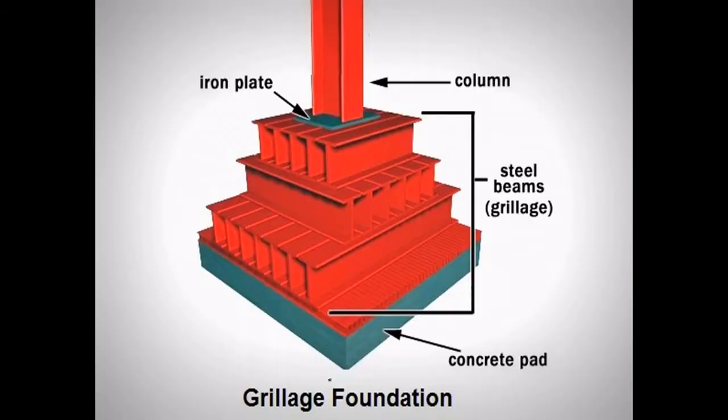This is also the image for steel grillage foundation. First concrete pad, then steel beam, then steel joist, then again steel beam, steel joist, then base plate, and then steel section.